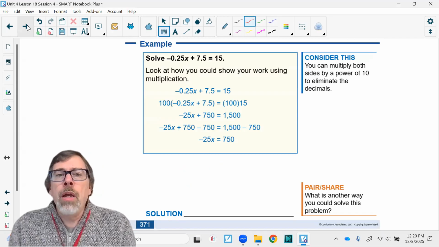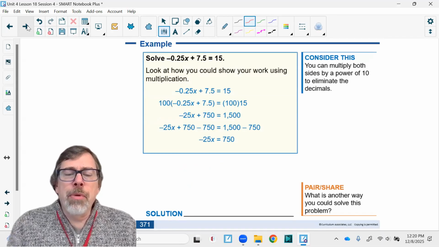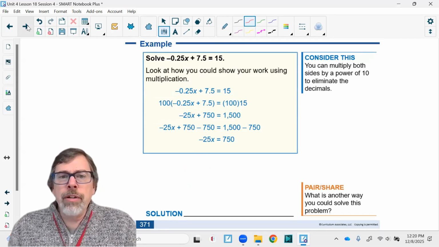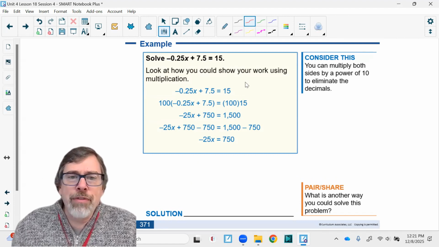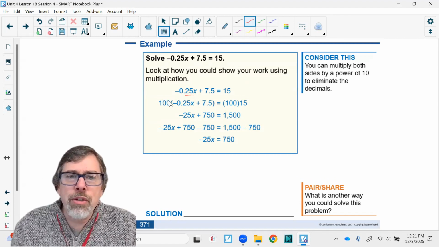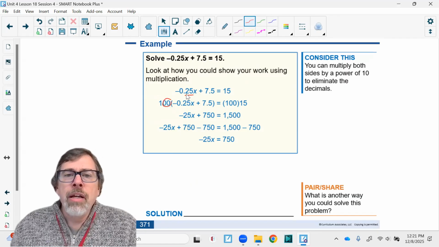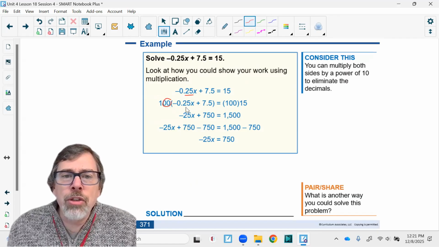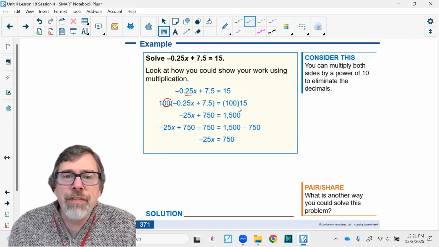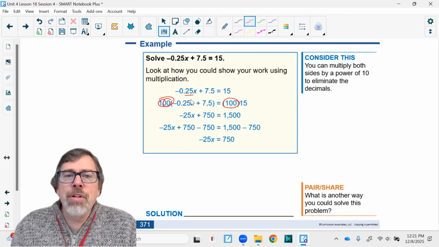Example. Look at how you could show your work using multiplication. Here they wanted to get rid of the decimals, and we have 2 decimal places, so you need 2 zeros when you multiply. In other words, if you multiply this by 100, you get that 0.25x becomes 25x, 75 becomes 750, and 15 becomes 1,500. So they multiplied both sides by this 100 here. That gets rid of decimals.